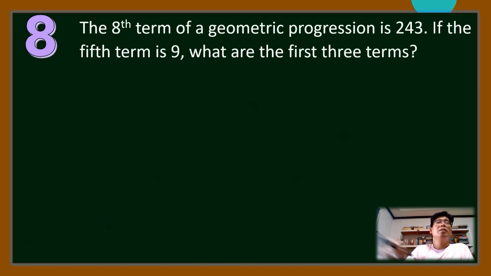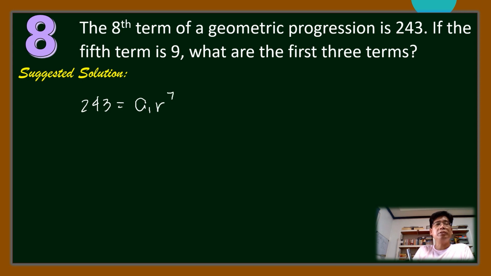Problem number 8. The 8th term of a geometric progression is 243. If the 5th term is 9, what are the first 3 terms? For our suggested solution, let us use the nth term of a geometric progression. If 243 is the 8th term, then we have a sub 1 times r raised to 7. Let us have this as equation 1. Then if 9 is the 5th term, we'll have 9 is equal to a sub 1 times r raised to the 4th power. This as equation 2.